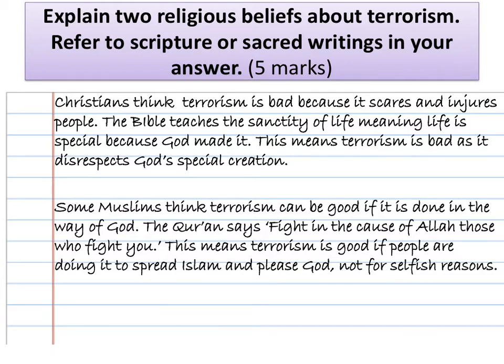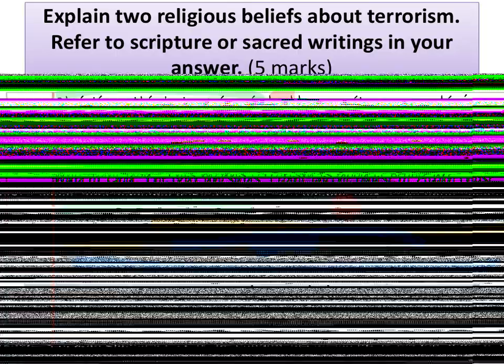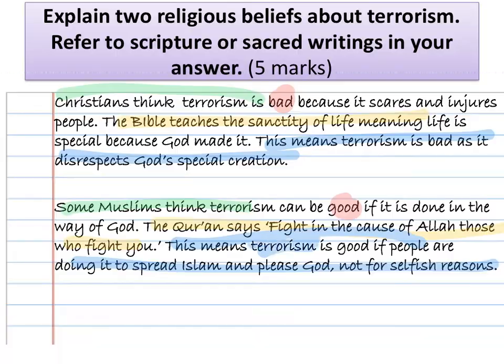We can see here that throughout we're using the PEE structure. We're starting off with a clear point, telling me what Christians or Muslims think about terrorism. We're also really clearly saying whether they think that it's good or bad in each case. Then we look at a teaching and we're referring to where that teaching comes from in each case. You need to be as specific as you can be with the teachings that you're giving. Finally, we've got what the teaching means, and in each case, we're referring back to the idea of terrorism. We're referring to the question in our answer, meaning that we're definitely going to be getting the marks.